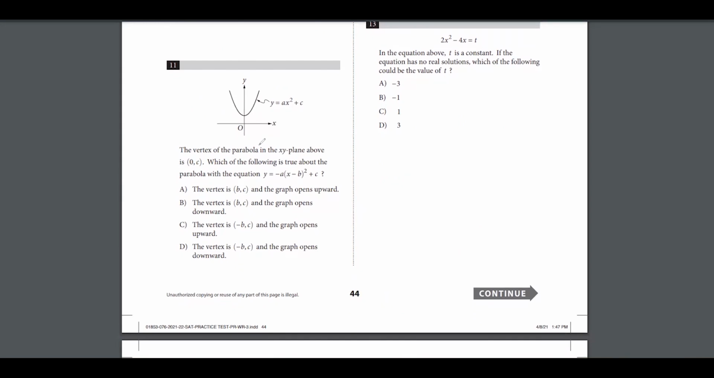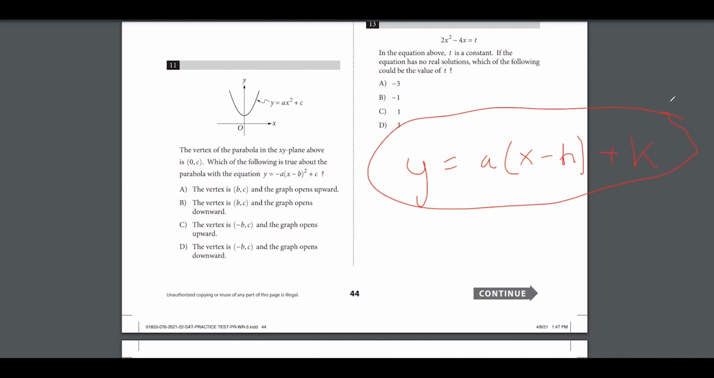So 11 here. The vertex of a parabola, which is true about this equation? Okay, so the vertex form is always y equals a times (x minus h) squared plus k. This is important to know. Make sure you write this down because this comes up all the time on the SAT. You have to memorize this formula. And I would also recommend memorizing the ellipse formula and also the circle formula. We can talk about those a little bit later if you need to.